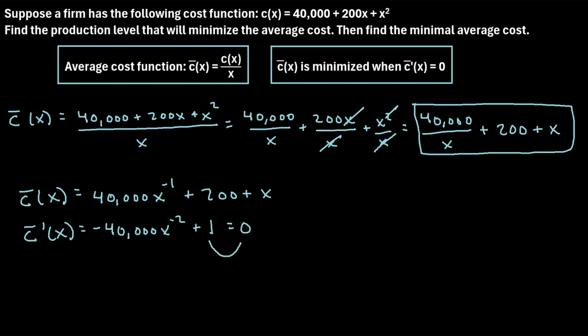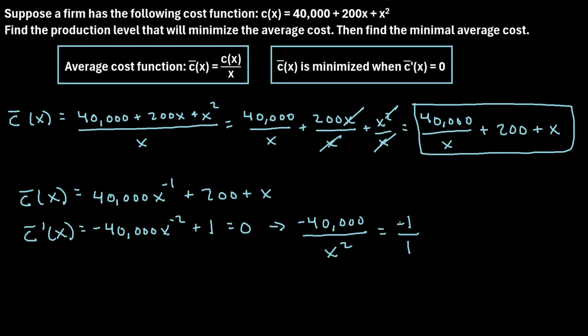So let's go ahead and move this 1 to the other side, and we can also rewrite this x to the negative 2 in the denominator. So here's what that looks like. We have negative 40,000 divided by x squared is equal to, when we move this 1 to the right-hand side, it becomes a negative 1. So we can write that as negative 1 over 1 if we want to. Now to solve for x, we can just cross multiply and set these values equal to each other.